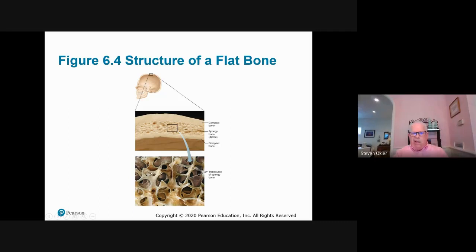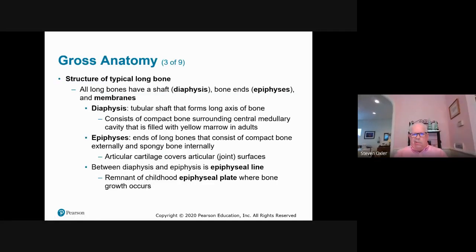Okay? Here's a trabeculae of spongy bone. You can see that inside of these holes is where your bone marrow would be. All right? Here's the difference. Compact bone is smooth and solid, spongy bone has holes. So in between compact bone is spongy bone.